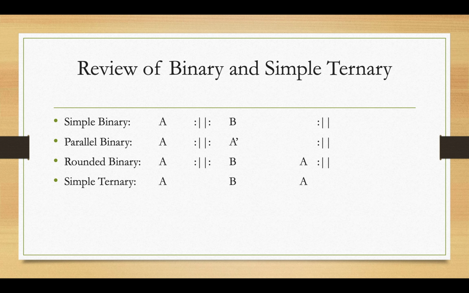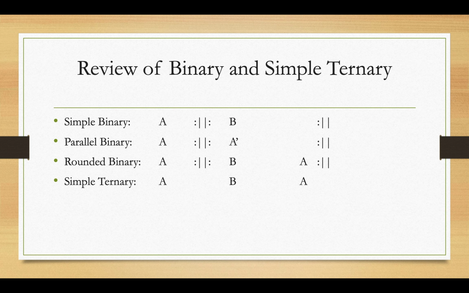Simple ternary has three sections like a rounded binary, A, B, A, but what's different about a simple ternary is that first of all, the ternary lacks the repeat signs of a rounded binary. So as you can see, a rounded binary groups the B and the last A section together into one chunk based on the repeat scheme, as opposed to simple ternary, which has the A, B, and A that are pretty much fairly equally weighted.